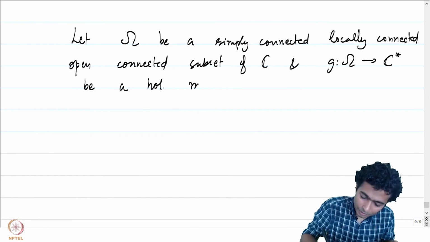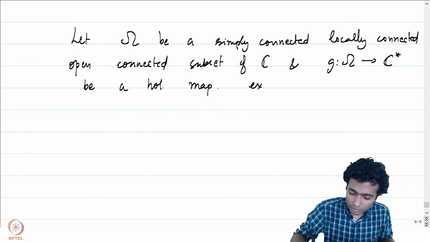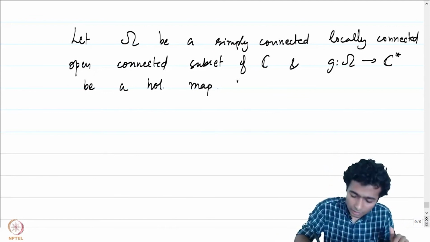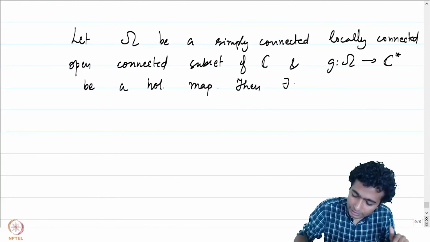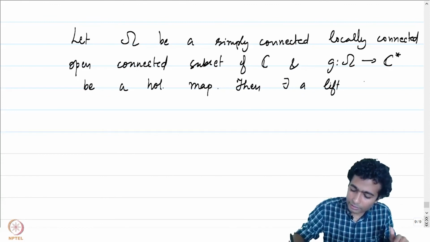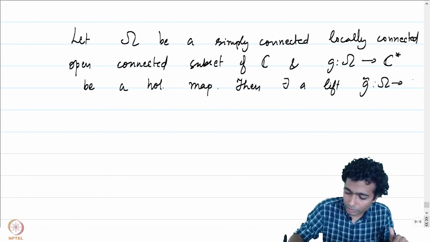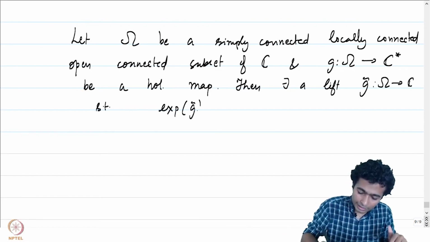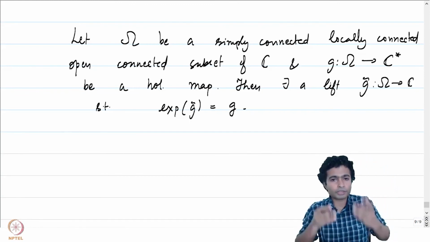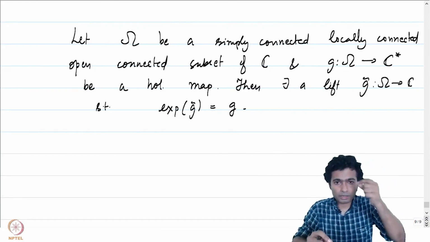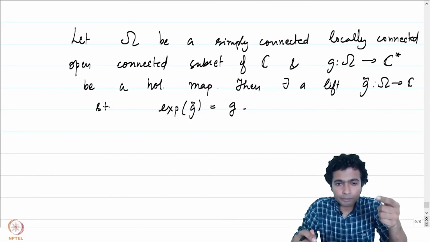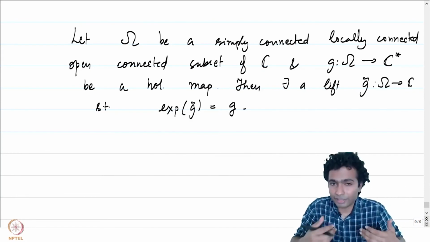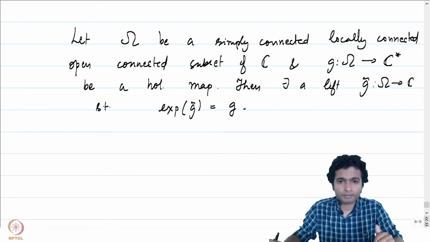a holomorphic map. We also know that the exponential X is a covering map from C to C star. The conclusion is that there exists a lift G tilde from omega to C such that X of G tilde is equal to G. And if we prescribe the pullback or the lift at one point, G tilde is uniquely determined, and that's precisely what we had done while we discussed the branch of the logarithm. Let me stop.